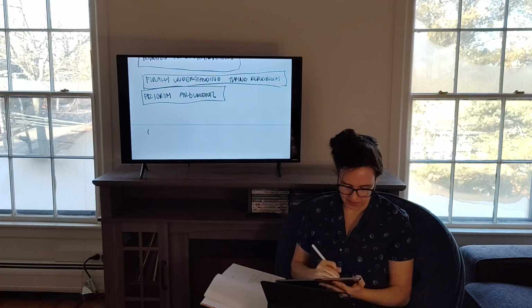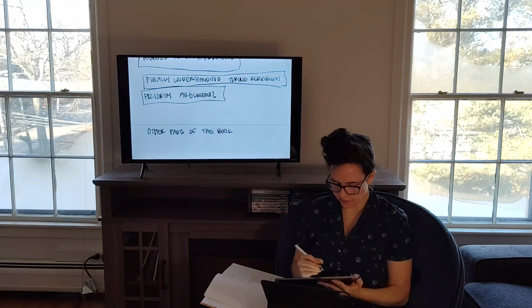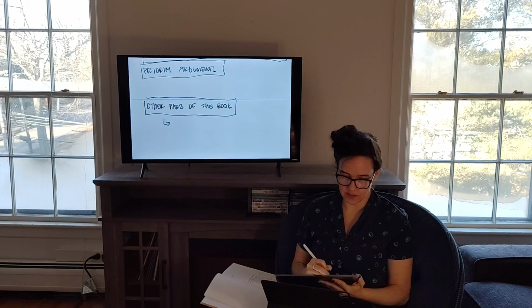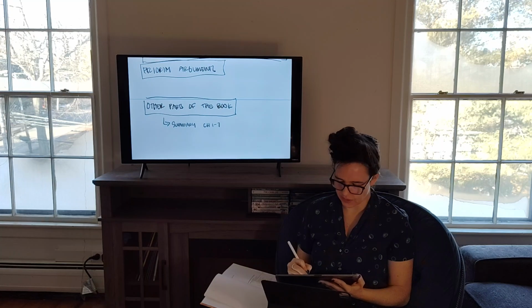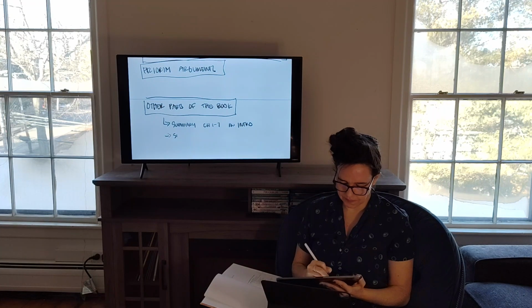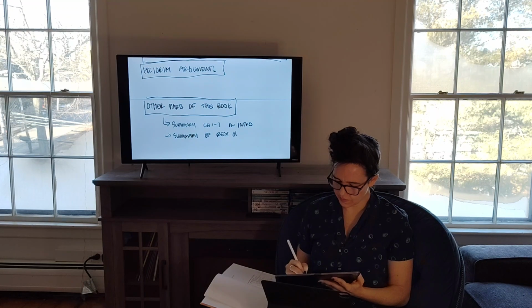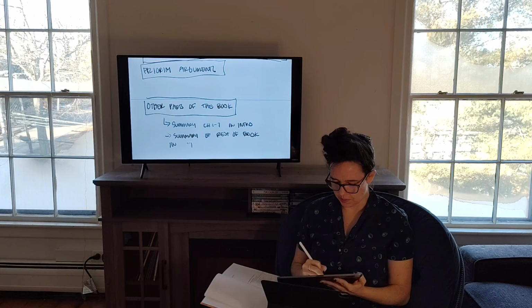Okay, and then another section that's in the intro is other parts of the book. Okay. And in this section, he says that the summary of chapters 1 through 7 is in the intro, which we just skimmed through, and the summary of the rest of the book is in the next section, how to read the book.